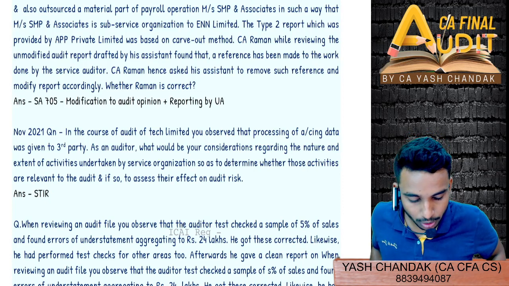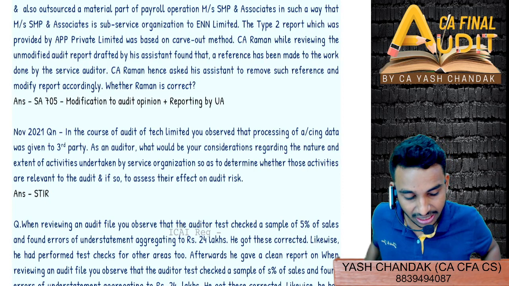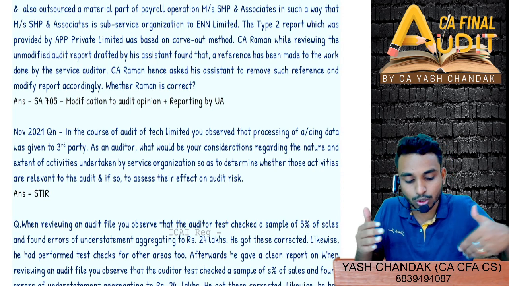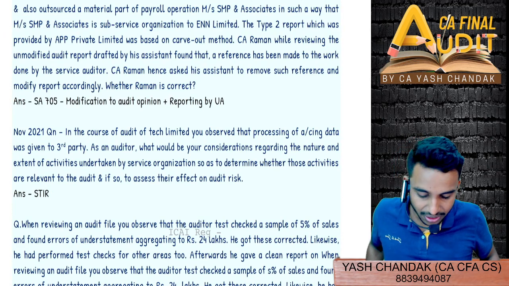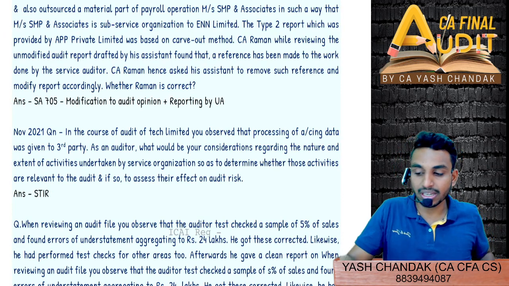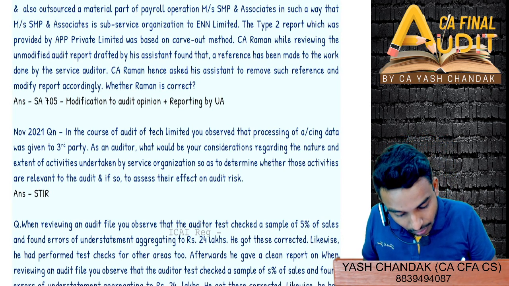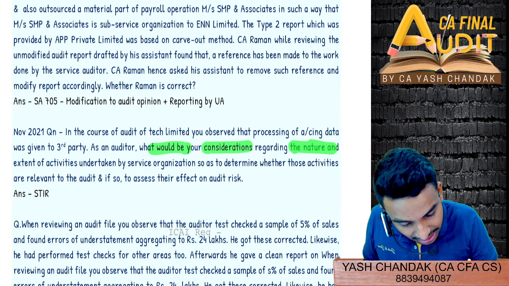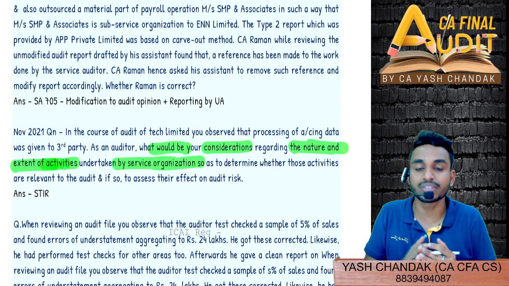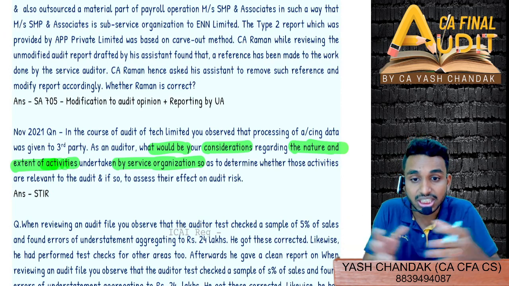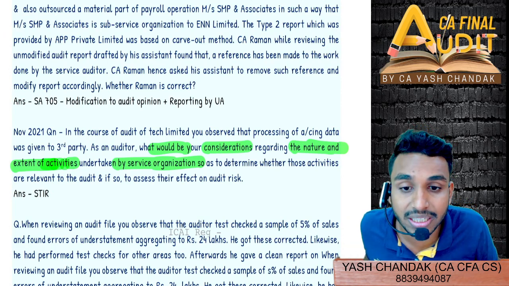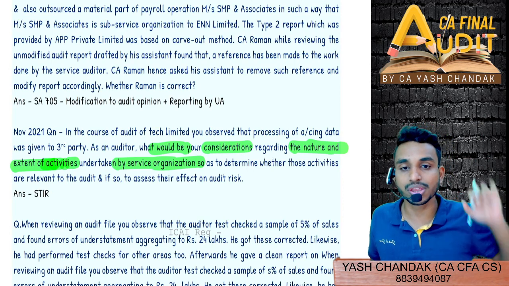Now, as an auditor, what would be your considerations regarding the nature and extent of activities undertaken by the service organization, so as to determine whether those activities are relevant to the audit, and if so, to assess their effect on audit risk? So the main point here is what they are saying. What would be your consideration regarding the nature and extent of activities undertaken by the SO? That means you want to understand the nature of transactions, extent of activities, relationship, degree of interaction, right? Able to get what I'm trying to say: obtaining an understanding. That is what they are focusing towards.